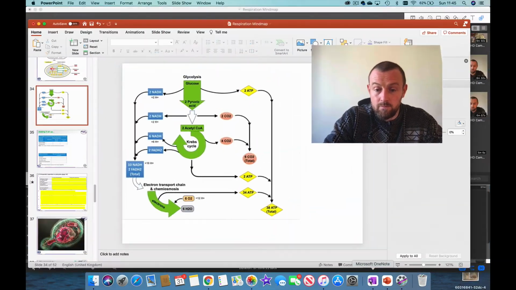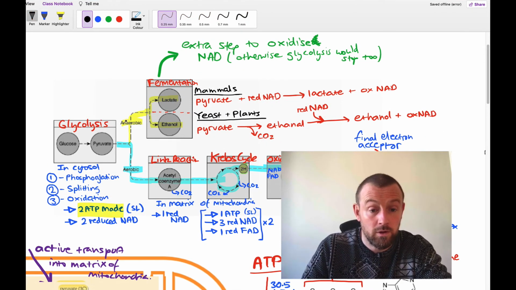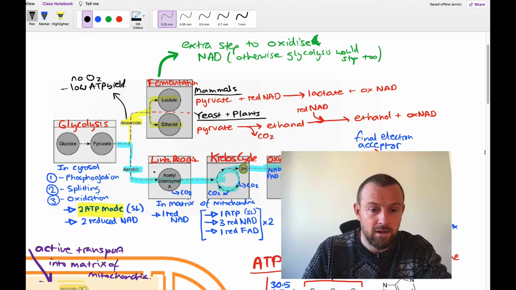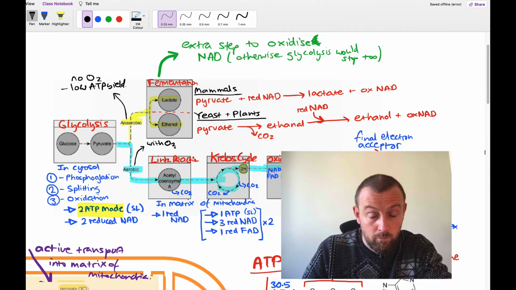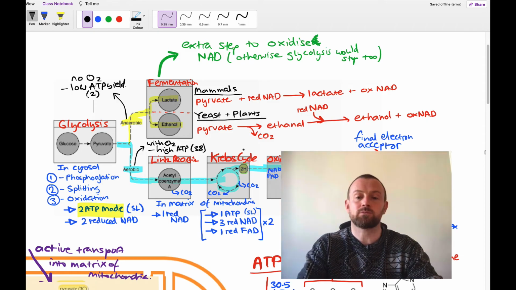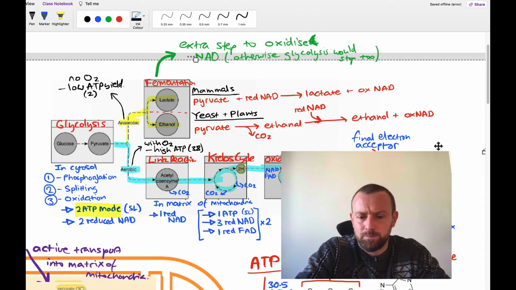Let's do that now. So we could make a little note here. Anaerobic, no O2, low ATP yield. And maybe we could fit this in here. Aerobic, with O2, high ATP. And that little graphic that I showed you, which I think is quite current, is 38. And this one is actually only 2. So aerobic respiration is clearly a lot better if we can do it.